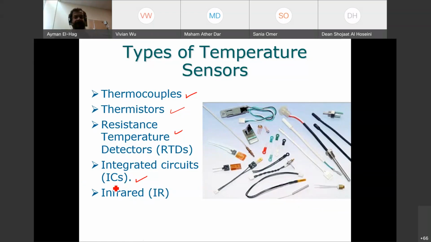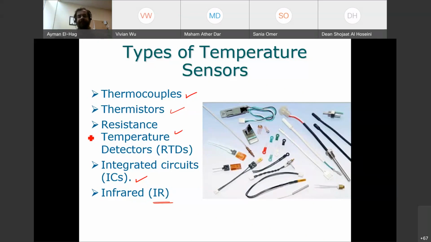Then we have the infrared, the IR. These IR sensors are based on the thermal emission that comes out of an object when it is heated, and there are many forms of sensors available. We'll talk about that also very briefly. So we will concentrate on the first three because these are the most common and the most important sensors used for measurement.